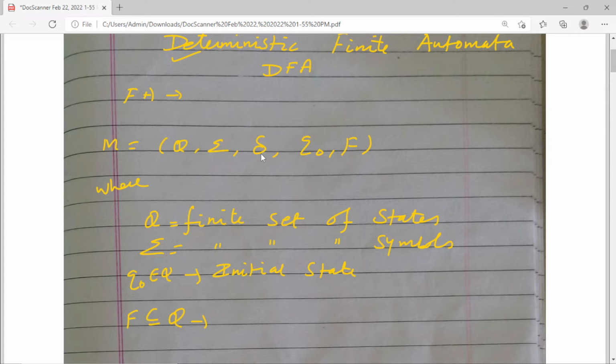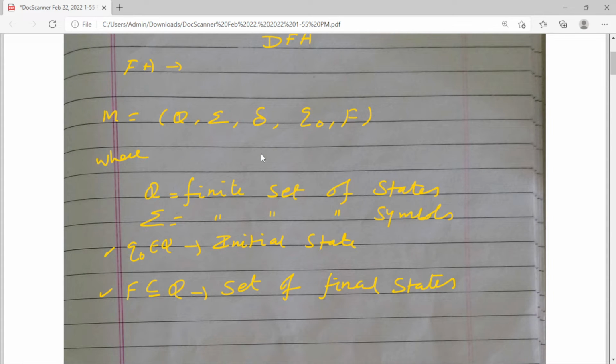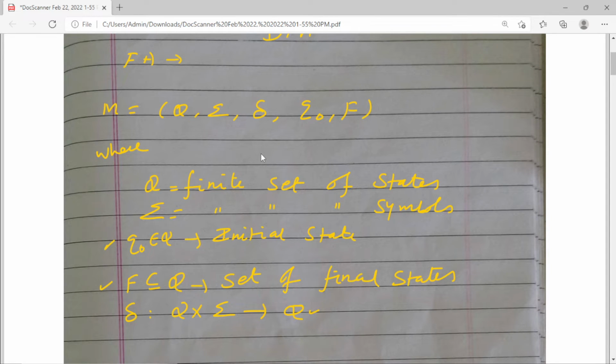Next we define the transition function, that is delta, that is from Q cross sigma to Q. This function is called the transition function. A DFA is initially at the initial state Q naught, and it reads an input string from left to right in a sequential manner.